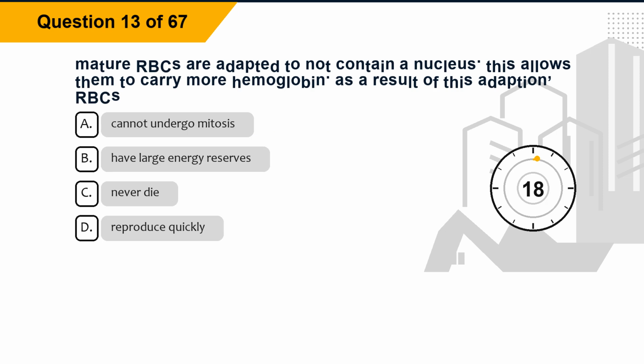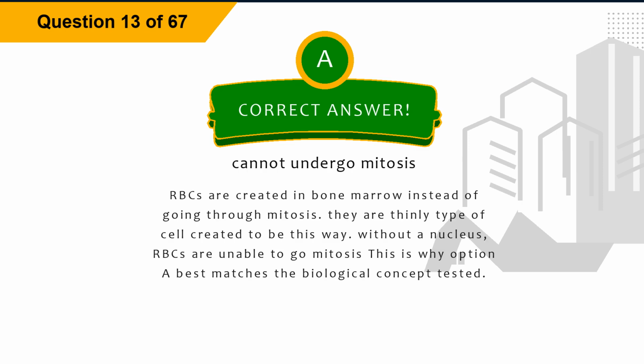Question 13. Mature RBCs are adapted to not contain a nucleus. This allows them to carry more hemoglobin. As a result of this adaptation, RBCs: Option A, cannot undergo mitosis. Option B, have large energy reserves. Option C, never die. Option D, reproduce quickly. The correct answer is option A, cannot undergo mitosis.